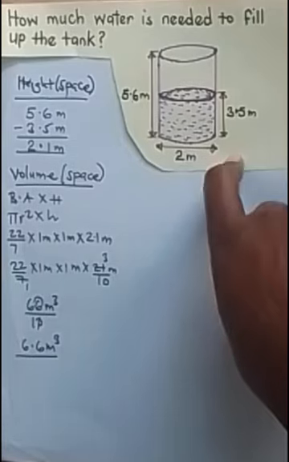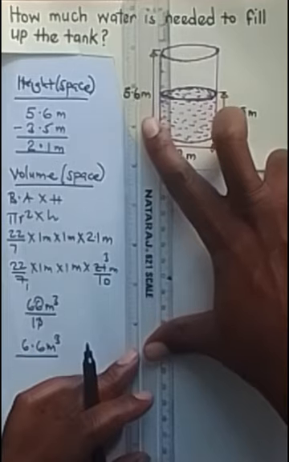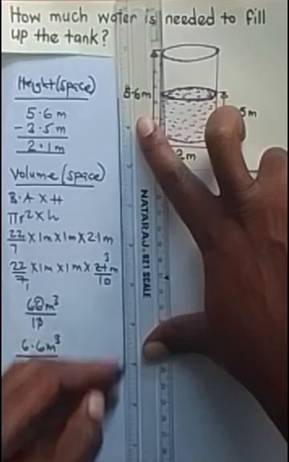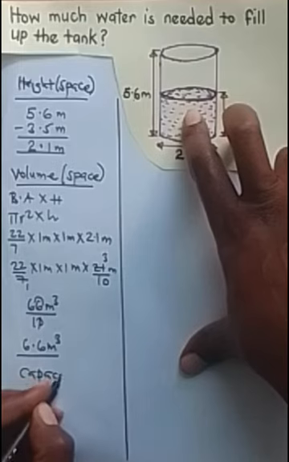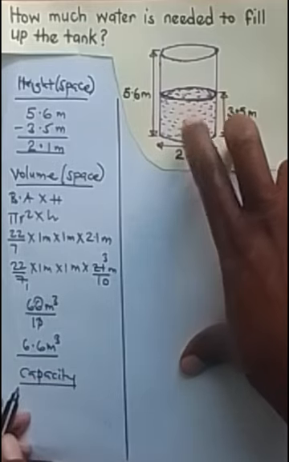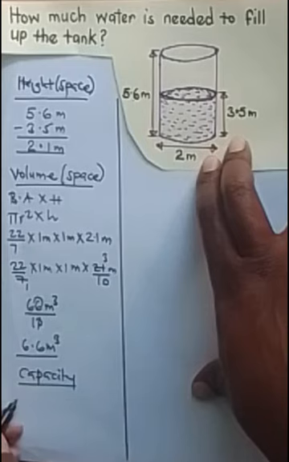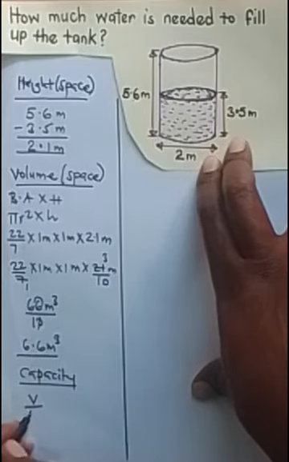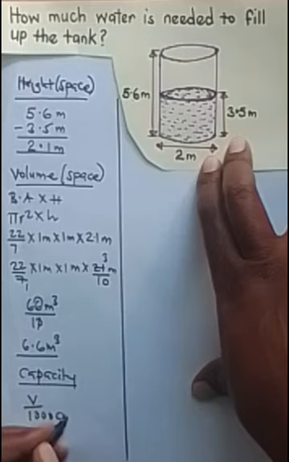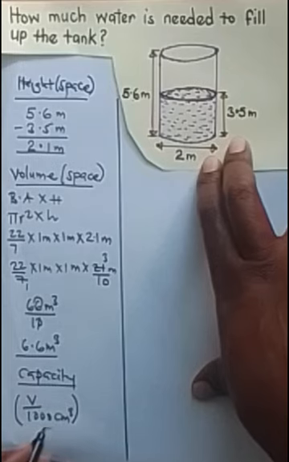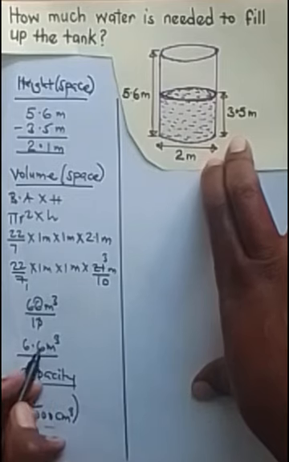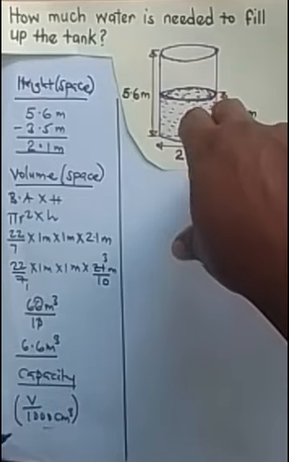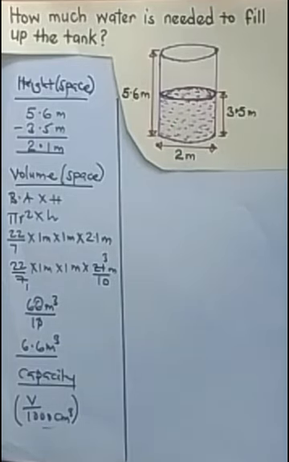From this volume we have got, we can now find the capacity. We can move ahead and find the capacity. Capacity is volume out of 1000 cubic centimeters. So this is how we measure our capacity. But here we have cubic meters. We need first to change the cubic meters to cubic centimeters. So how can we do that?